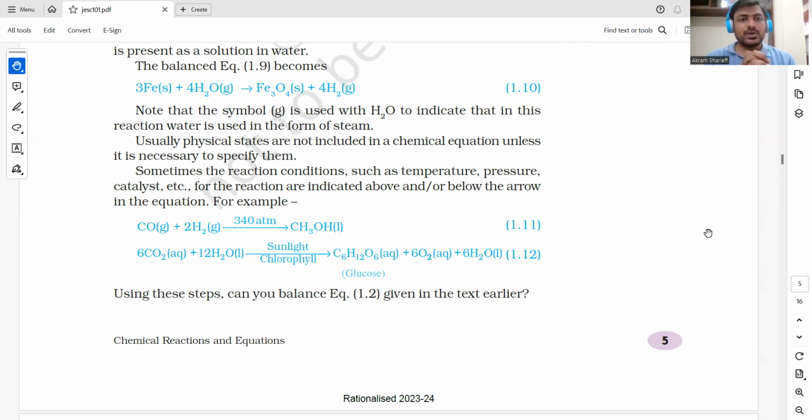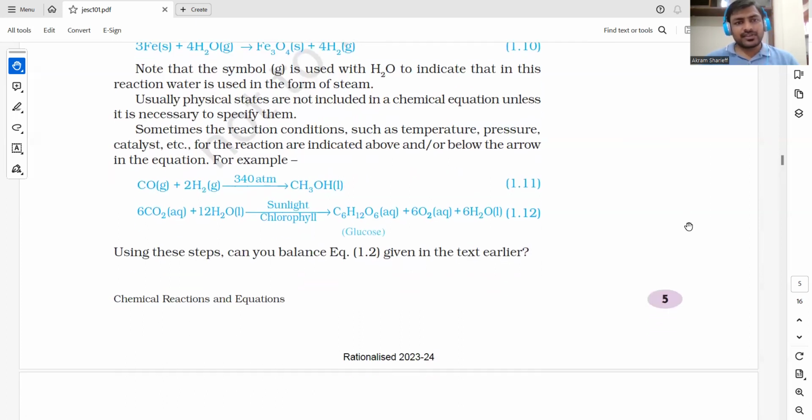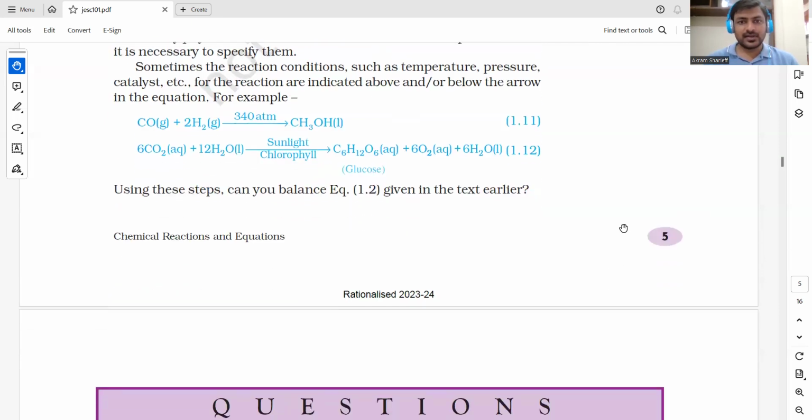And then we have 6CO2. What is this reaction? This reaction is a very, very important reaction on which the entire life form on Earth is dependent. That is the photosynthesis reaction. 6CO2 plus 12H2O in the presence of sunlight and chlorophyll gives you glucose plus oxygen plus water. The formula for glucose is C6H12O6 and it is balanced here. Very, very important reaction. This is known as the photosynthesis reaction.